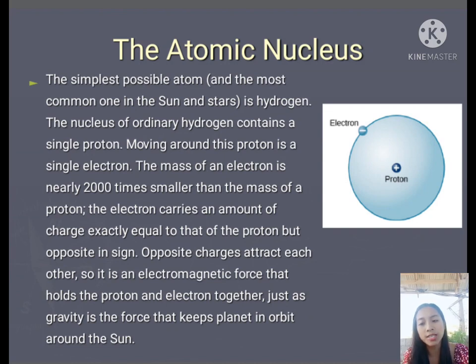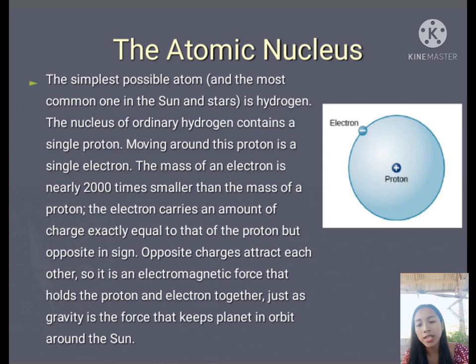Moving around this proton is a single electron. The mass of the electron is nearly 2000 times smaller than the mass of a proton. The electron carries an amount of charge exactly equal to that of the proton but opposite in sign. So the proton and electron are the same in charge, they only differ in sign. The proton is positive, the electron is negative. Opposite charges attract each other, like a magnet, because one is negative and the other is positively charged.